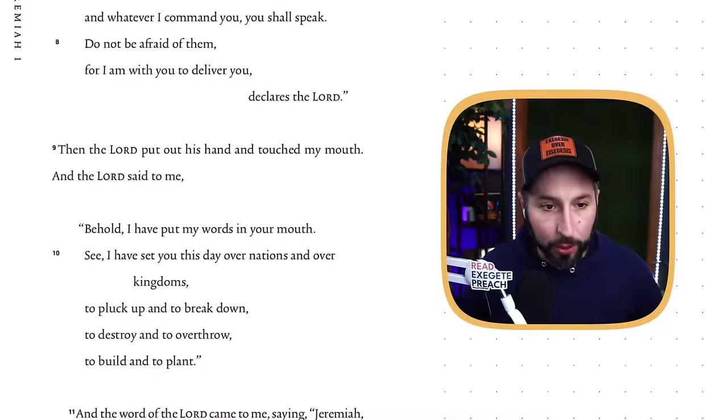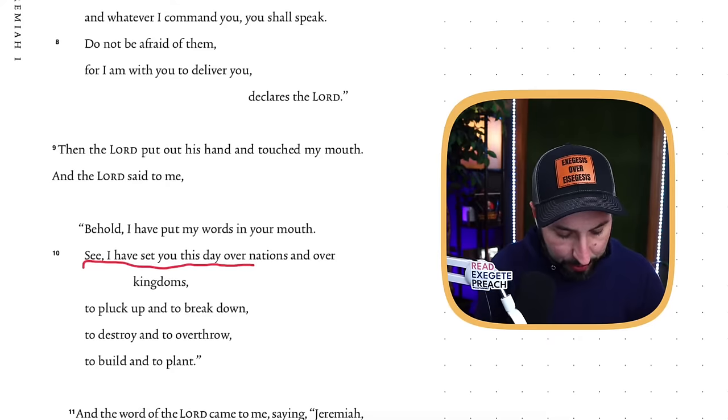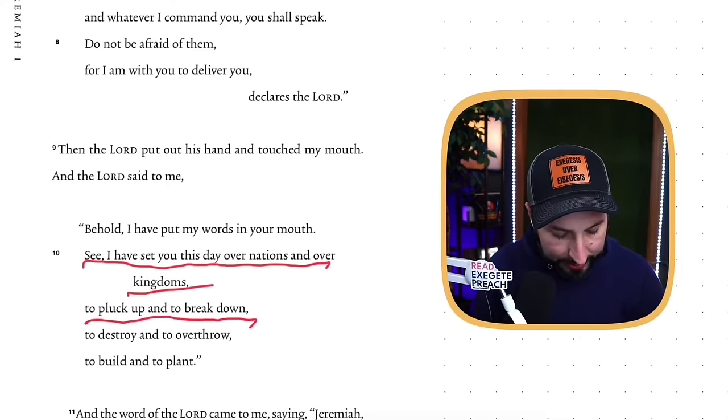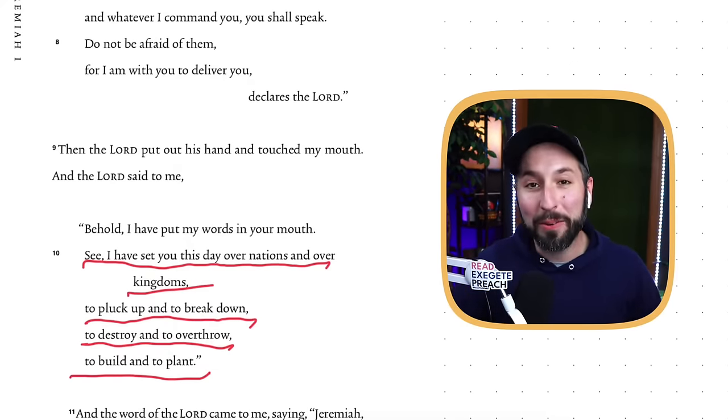Now he'll probably ignore, "See that I have set you this day before the nations over kingdoms, and plucked you up, to break down and destroy and overthrow and build up and to plant." We're not going to talk about that because that won't fit with you. But my guess is he's going to use verse 9 specifically: the Lord has put the words in your mouth and he has chosen you.